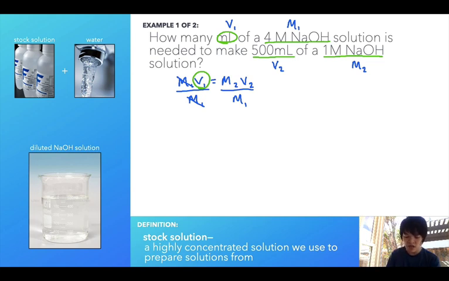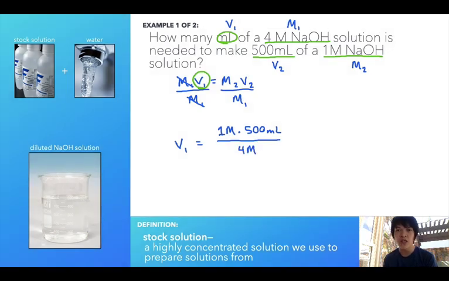So we just plug in these numbers. V1 is equal to M2 times V2 divided by M1. And you can see there's going to be a unit that cancels out here. Molarity and molarity cancel out here. We're going to be left with milliliters, which makes sense because we're trying to solve for volume here.